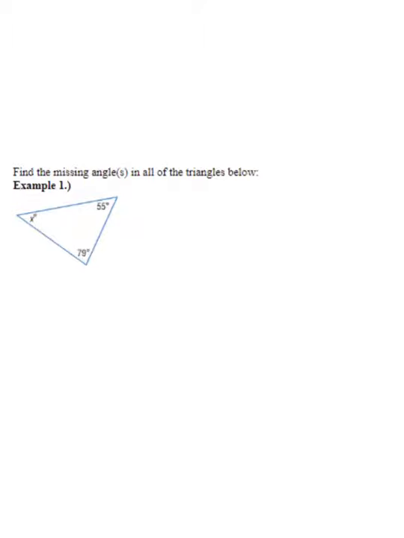Alright, find the missing angles in all of the triangles below. So the first example, we have x, 55, and 79. Okay, and again, all of the angles of a triangle add up to equal 180. So x plus 55 plus 79 equals 180.